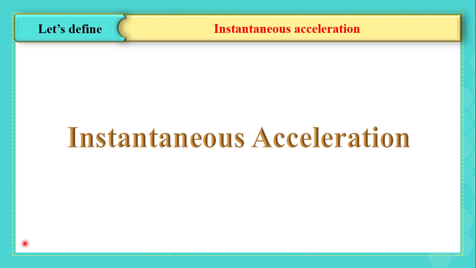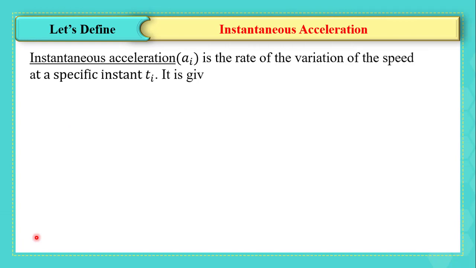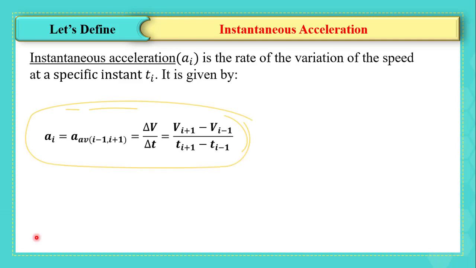Similarly to the way of calculating the instantaneous velocity, to calculate the instantaneous acceleration, we have to choose very small intervals of time. Instantaneous acceleration ai is the rate of the variation of the speed at a specific instant ti. It is given by ai is equal to the average acceleration between the instant just before i and the instant just after i, which is equal to delta V divided by delta t.